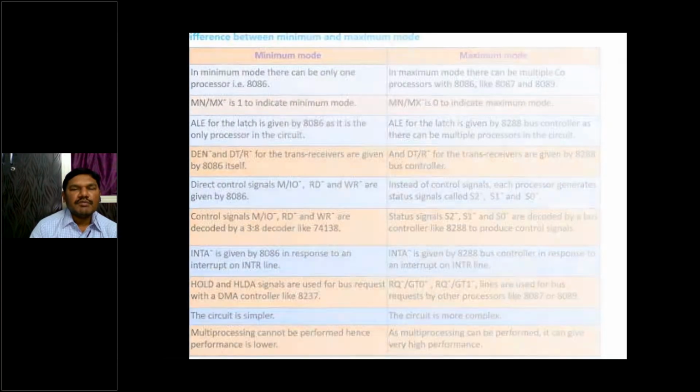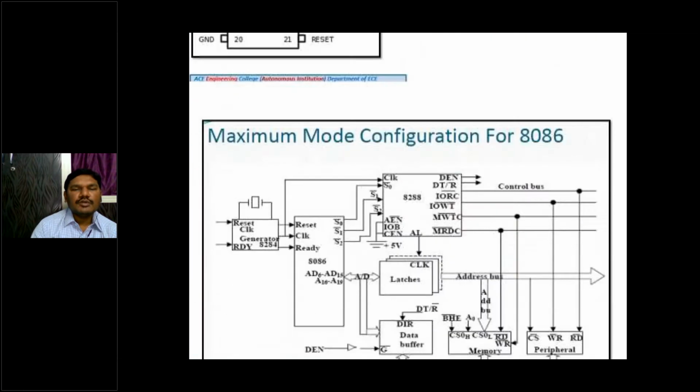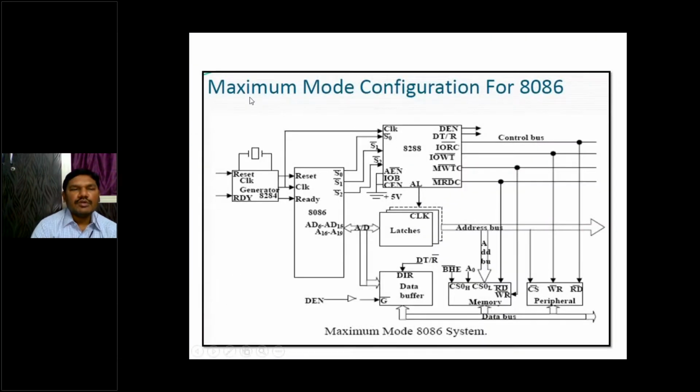So these are the differences between minimum mode and maximum mode. In this maximum mode configuration for 8086, as I told you in the previous presentations also, everything is controlled by one controller, which is called the 8288. This 8288 is a bus controller, and it is taken in the place of the demultiplexer because more controlling functions are required. The demultiplexer is not enough here, so that's why they are taking the 8288. I'll show you this 8288.